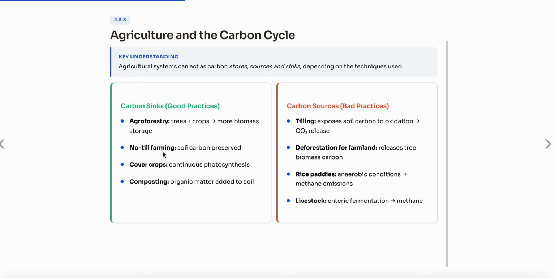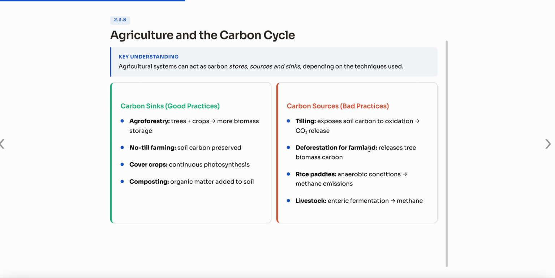When you talk about no-till farming, in that case the soil carbon is preserved. When you have covered your soil with crops, there is continuous photosynthesis happening, and that will absorb carbon dioxide. And when you do composting, all the organic matter is added to the soil. So all these techniques can be useful as a carbon sink, but because of certain practices, the soil can also act as a carbon source. We don't want more carbon sources, so that's why these are bad practices.